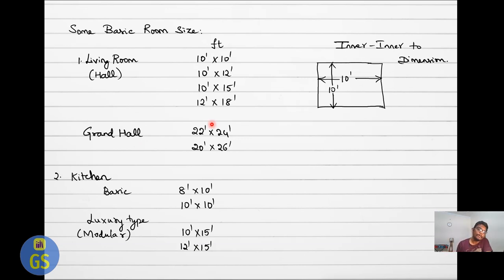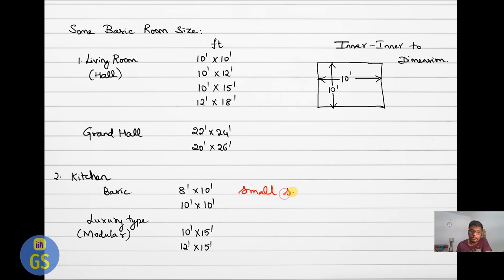So over there you want to make a big hall type, luxurious type. So then you can go for 22 feet by 24 feet and 20 feet by 26 feet. Next we discuss a kitchen. So basically a kitchen of 8 feet by 10 feet is for a small family. So when you have a small family, then we can go for 8 by 10.